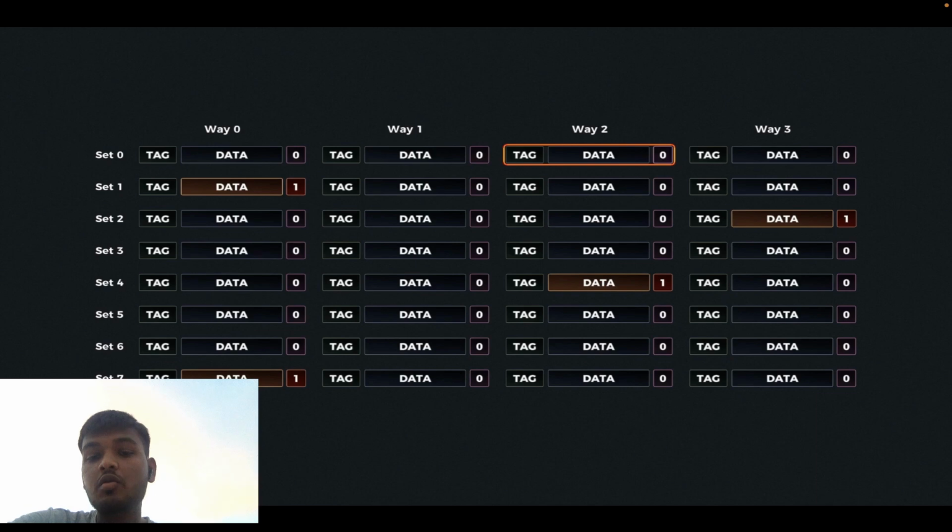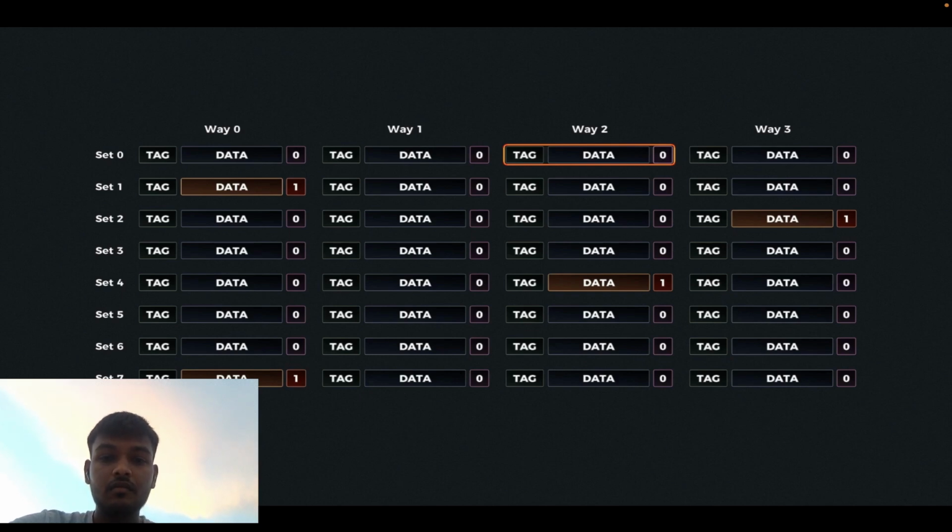When a cache line needs to be evicted to make space for new data, the cache controller checks its dirty bit. If the bit is 0, the cache can discard the line immediately since the data matches what is in the main memory.